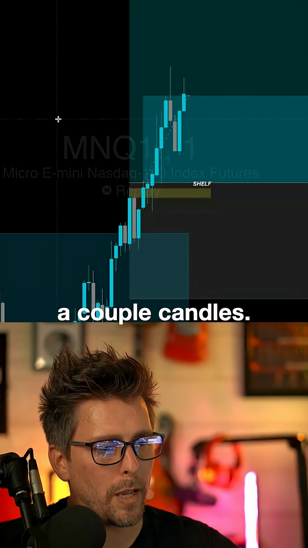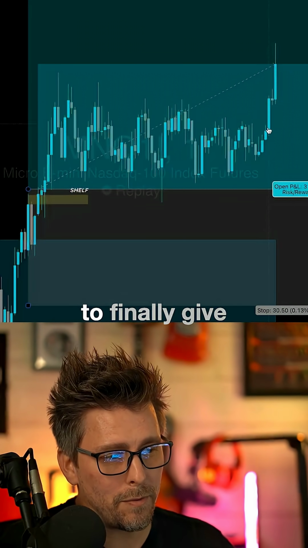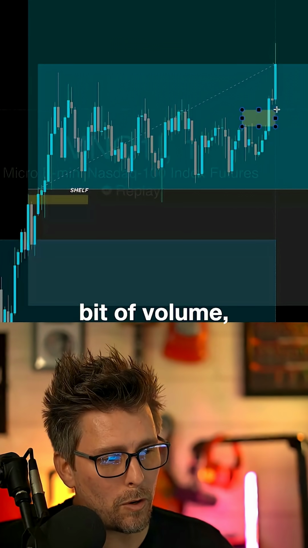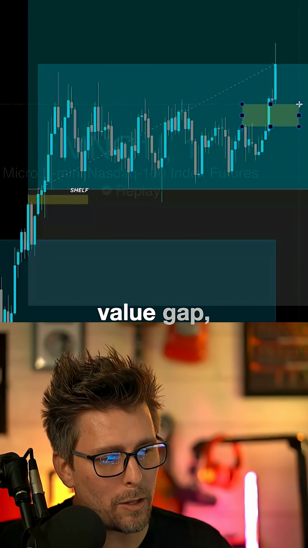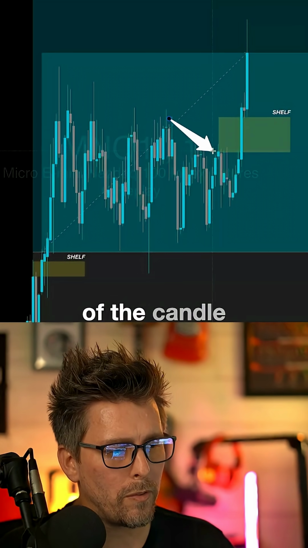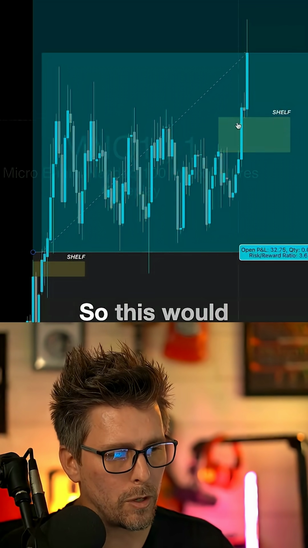Let me play out a couple candles. In this example, price ranges for quite a bit and then decides to finally give us a shelf over here. We want to see a clear swing point broken with a little bit of volume, in this case, leaving behind a fair value gap. And we can actually include this fair value gap. The shelf is from the highest point of the candle body to the wick. And if there's a fair value gap, then we include it. So this would be the shelf.